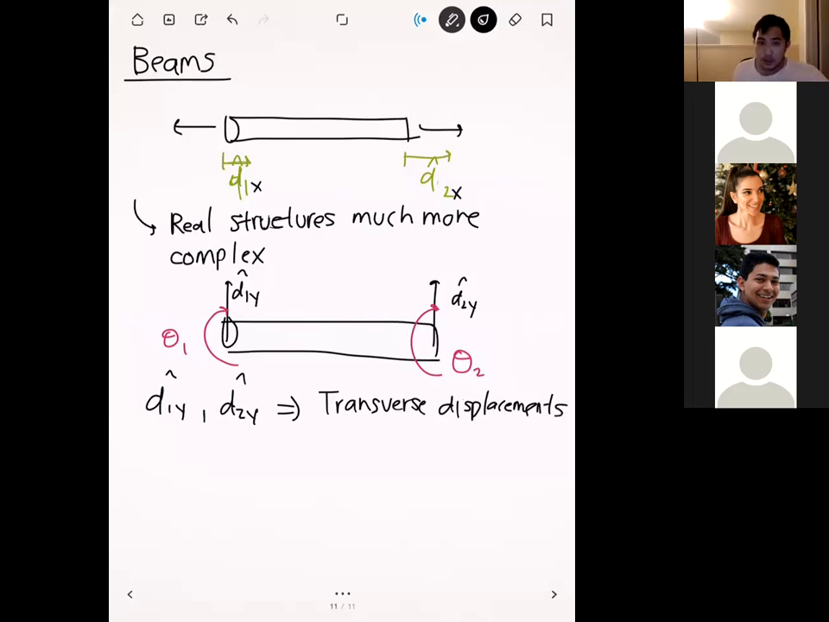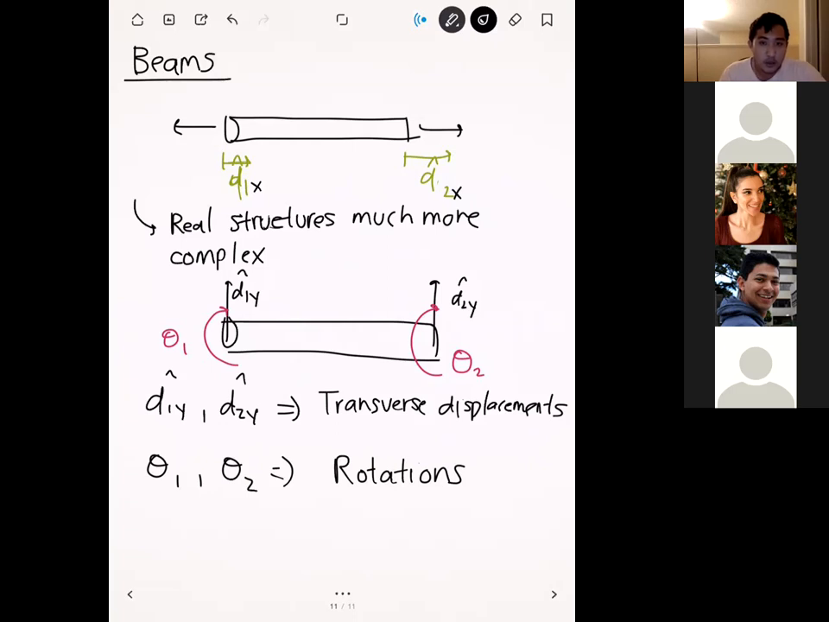And so they're transverse because they're acting kind of transverse to the axis of the element. We also have θ1 and θ2, and these are rotations. The rotations are there to allow you to model if your element is rotating, because you might have a situation where the node might not displace, but it can actually rotate. And so that causes a change in orientation of the element, okay?